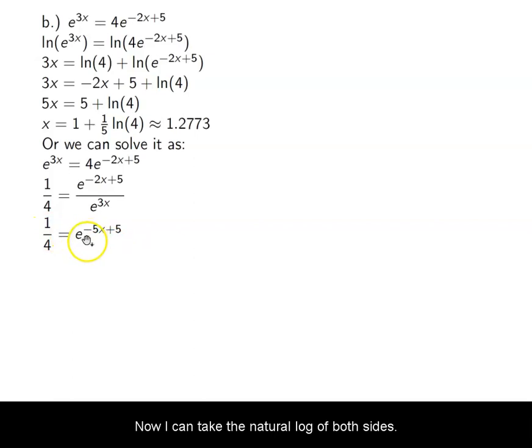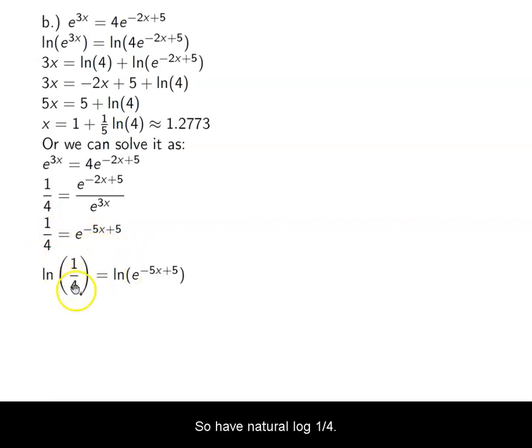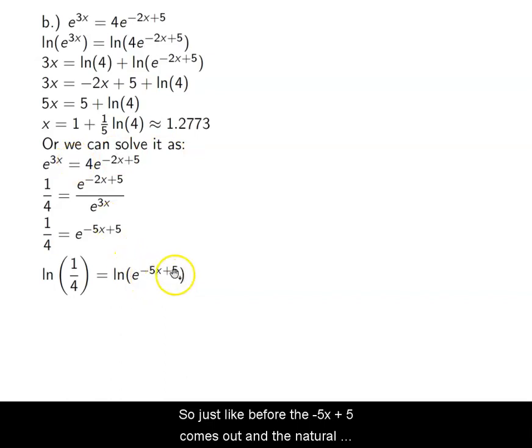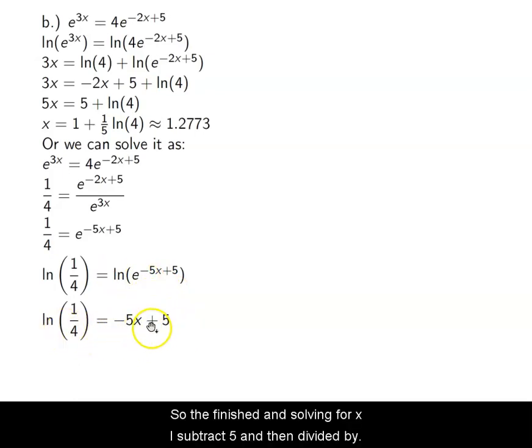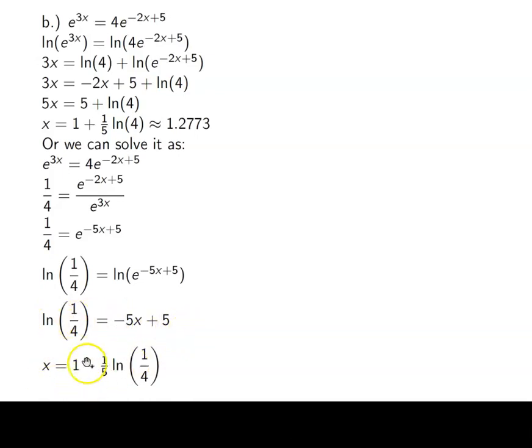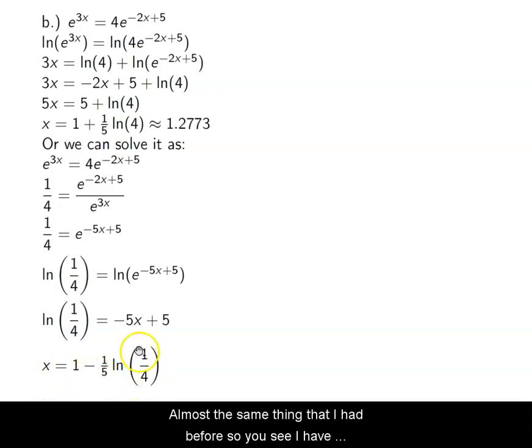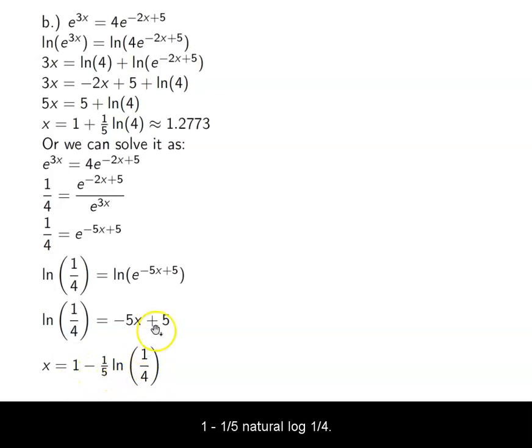Now I can take the natural log of both sides. So I have natural log 1/4, natural log of e to the negative 5x plus 5. So just like before, the negative 5x plus 5 comes out, and the natural log of e will cancel out because it's equal to 1. So to finish solving for x, I subtract 5 and then divide by negative 5. And I get almost the same thing that I had before. So you see I have 1 minus 1/5 natural log 1 over 4.